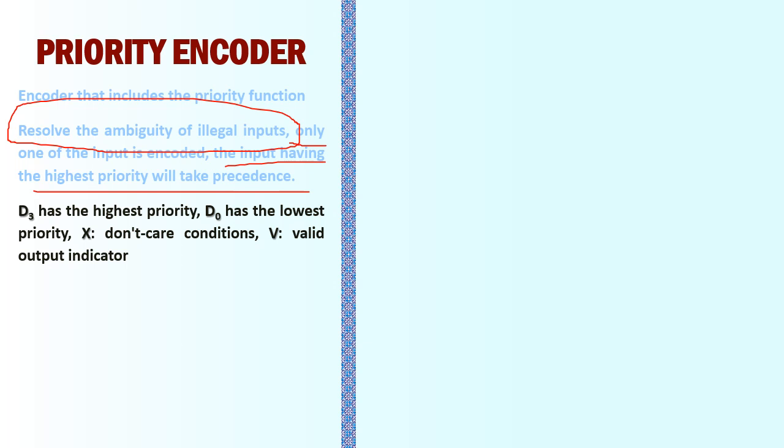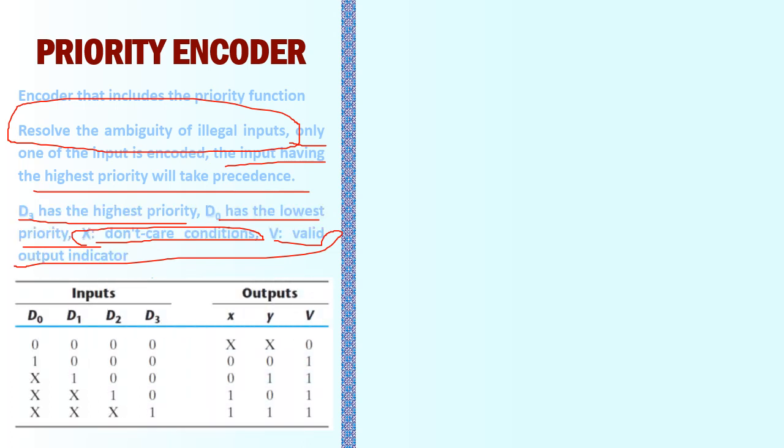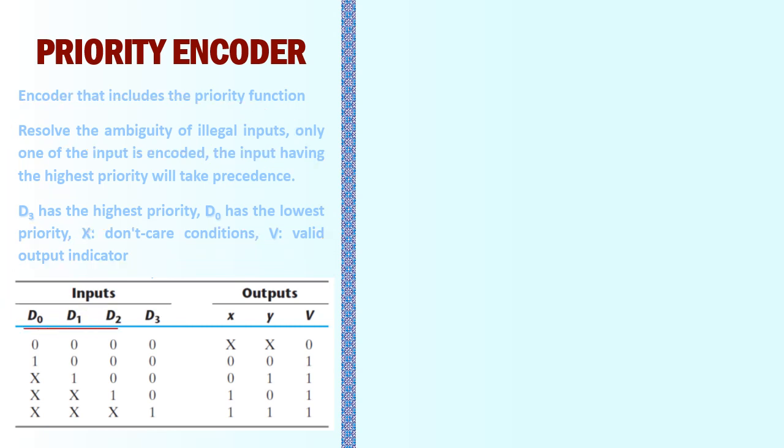Only one of the inputs is encoded. The input having the highest priority will take the precedence. For example, for a 4 to 2 line encoder, if D3 input has the highest priority and D0 has the lowest priority, and then taking into consideration the don't care conditions and V as the valid input indicator, we can have a table. Now this table has 4 input variables, D0 up to D3. Again, these 4 input variables can have 16 possible combinations, but we have drawn over here 5 lines. Actually, these 5 lines are 16 combinations.